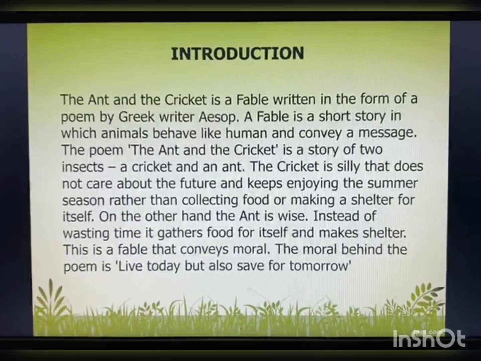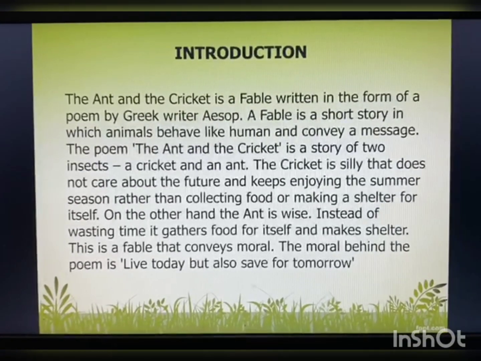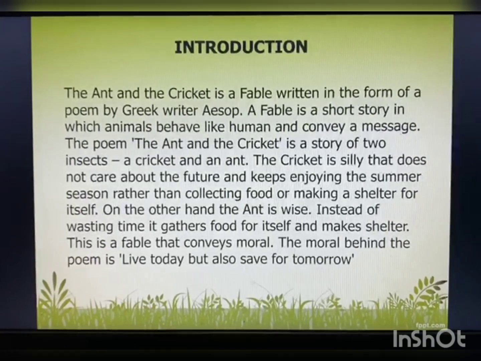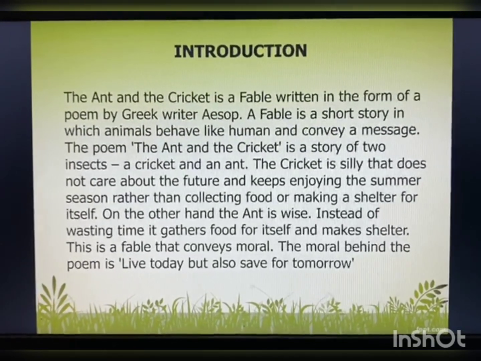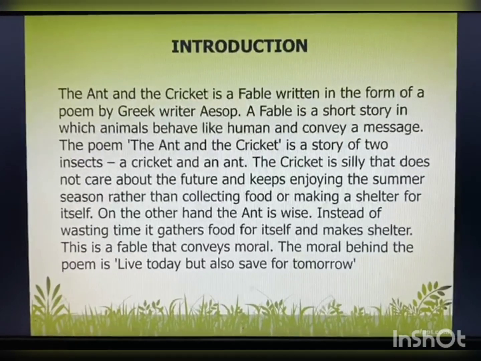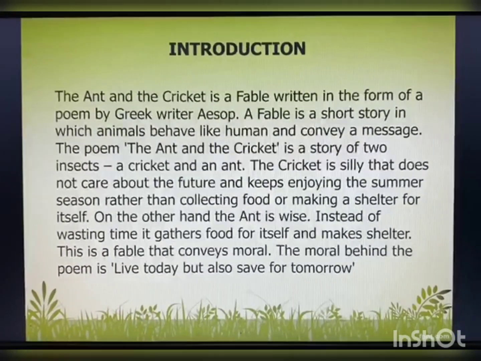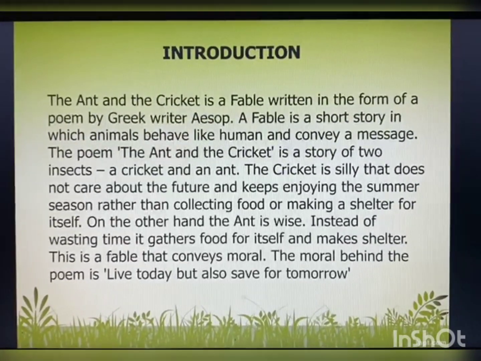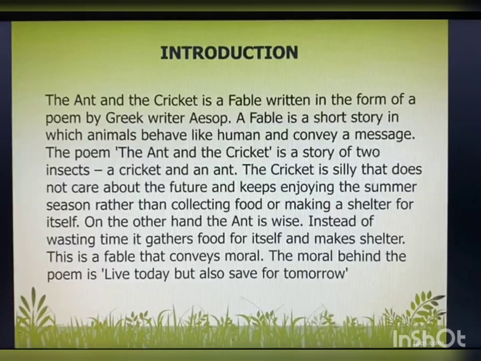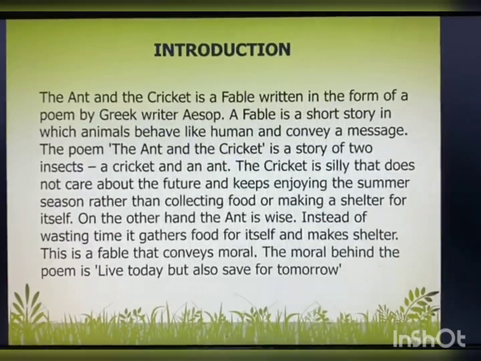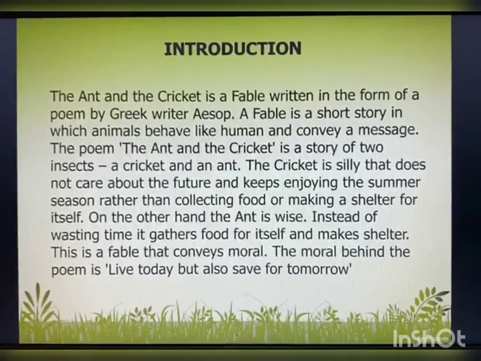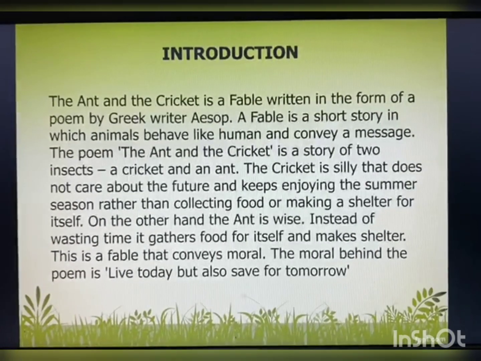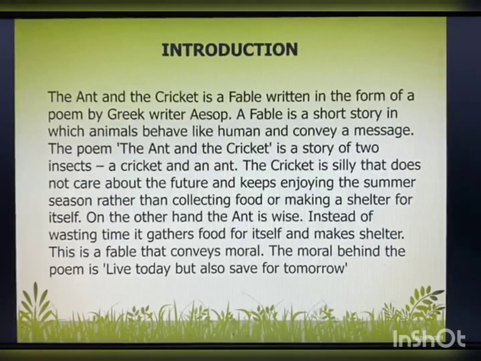Now we move to the introduction of the poem. The Ant and the Cricket is a fable written in the form of a poem by the Greek writer Aesop. A fable is a short story in which animals behave like humans and convey a message. The poem is a story of two insects, a cricket and an ant. The cricket is silly, does not care about the future and keeps enjoying the summer season rather than collecting food or making a shelter for itself.